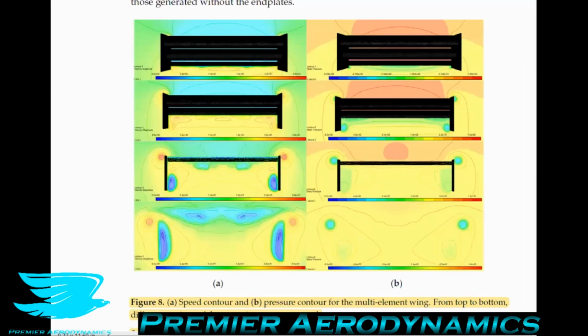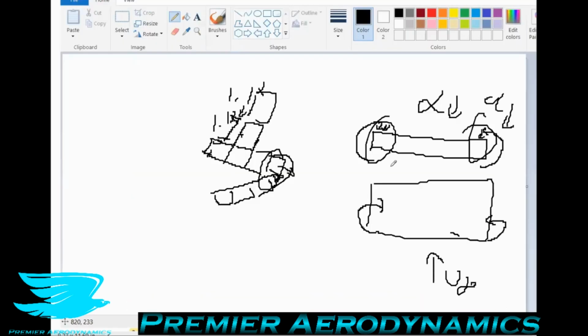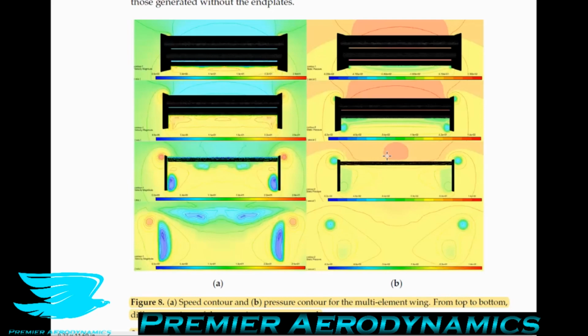So by putting the end plates here, we block off these vortices, and they can no longer come around and reduce the effective angle of attack, which means they don't reduce the lift that's being produced at this region, which means you get a higher lift being produced.